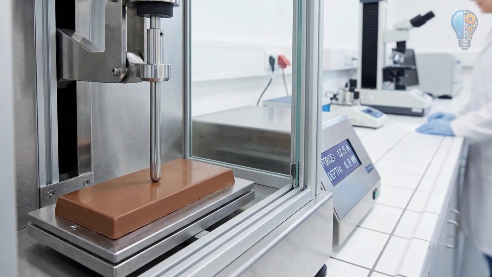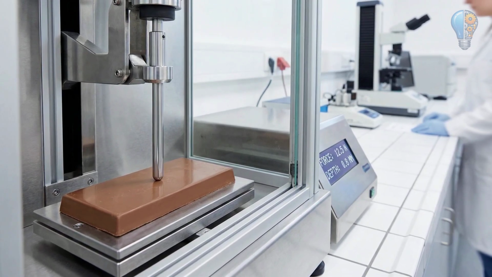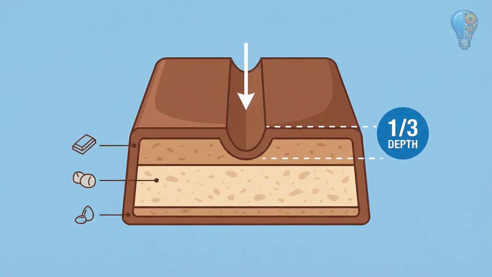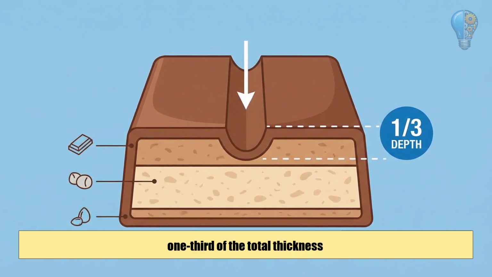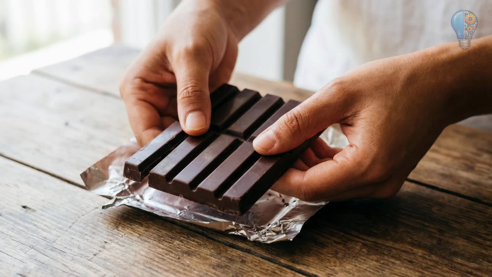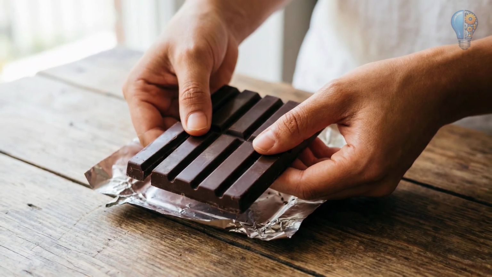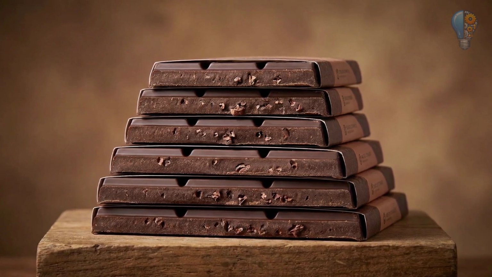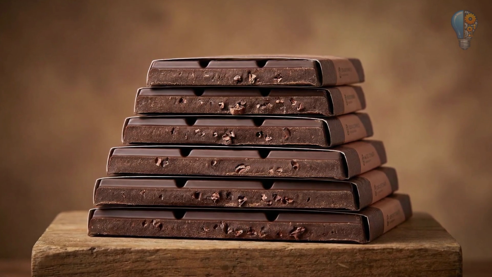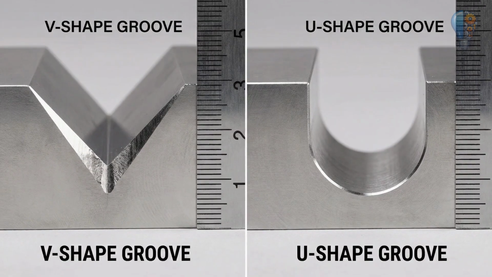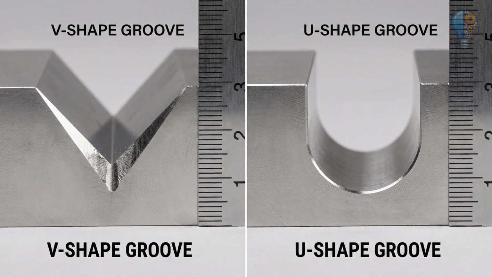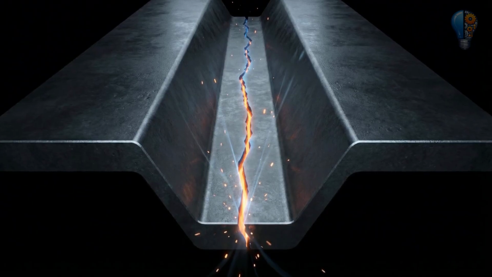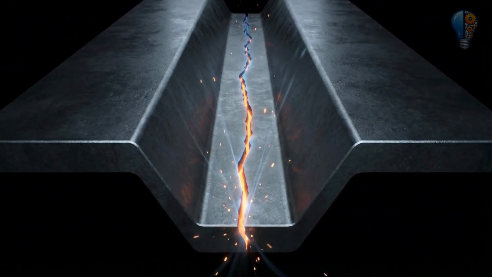Chocolate manufacturers have found through extensive testing that the optimal groove depth is typically about 1/3 of the total thickness of the bar. This provides enough stress concentration to make breaking easy, but not so much that the bar becomes fragile. The shape of the groove matters too. Most are V-shaped or U-shaped, with the exact profile designed to guide the fracture path precisely along the intended line.